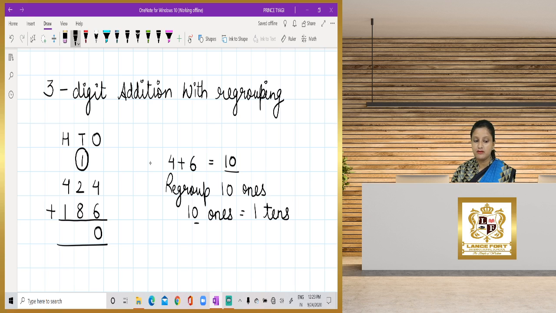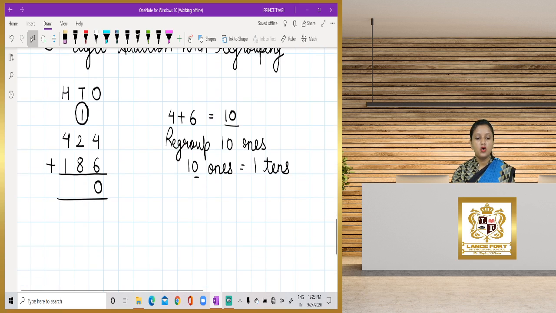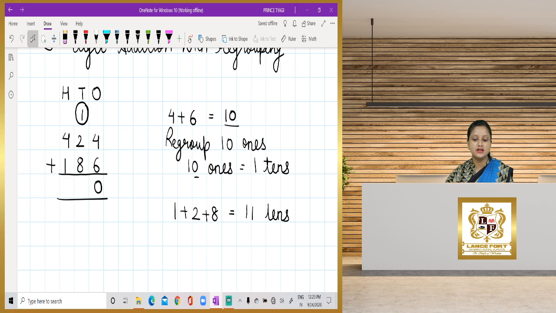What do we have now? We have 1 plus 2 plus 8. So now add 1 plus 2 plus 8. 8 plus 2 is 10 and 10 plus 1 is 11. So we have 11 tens. Remember students, if the sum is more than 9, we have to regroup the number into hundreds and tens. Here we have 11 tens. So now regroup 11 tens into hundreds and tens.